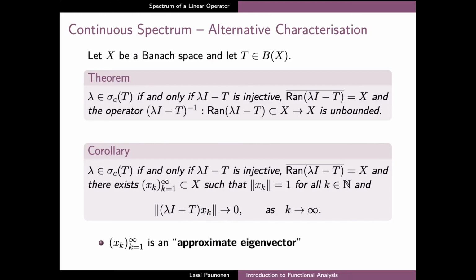In proving that a given point is in the continuous spectrum, we can use another and sometimes more practically convenient characterization of this spectral subset. As shown in the theorem here, a complex number lambda belongs to the continuous spectrum of T if and only if the operator lambda I minus T is injective and its range is dense in X, but the algebraic inverse of this operator is not bounded.